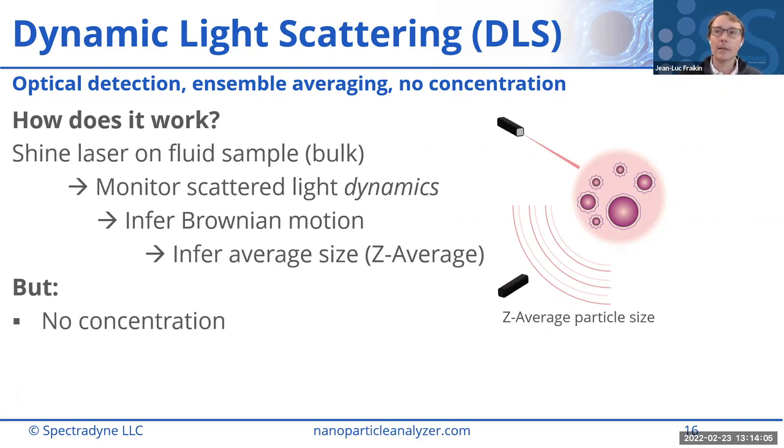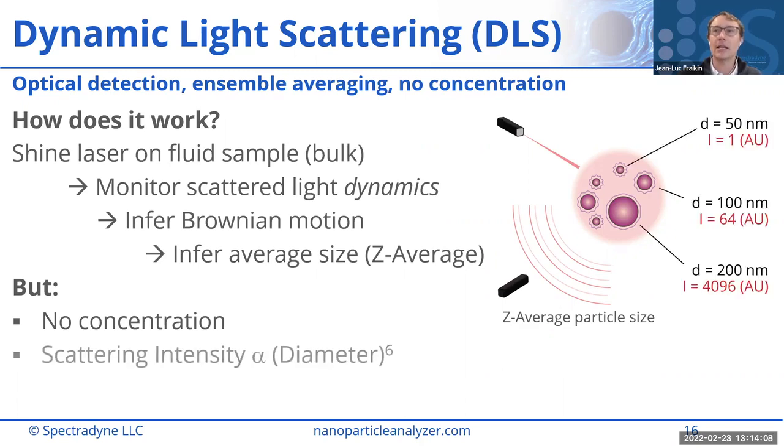Now, it's a little bit more subtle too, looking at the scattering intensity. Particles scatter light depending on how big they are. And the intensity of the scattered light depends really strongly on the diameter of the particle. It scales with the diameter to the 6th power. So that means if we say a 50 nanometer particle in the sample scatters 1 unit, then a particle that's twice as big scatters 64 times as much light. And a particle that is twice as big as that scatters 4,000 times more light back to the detector.